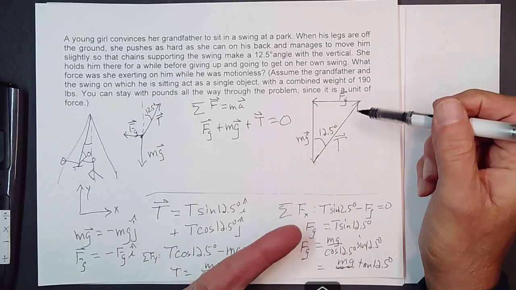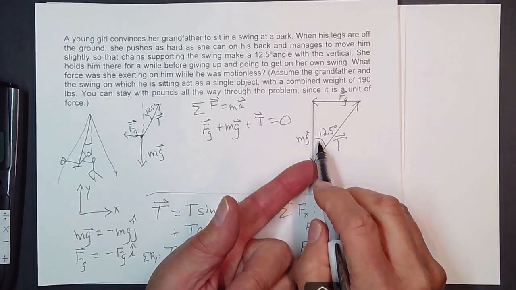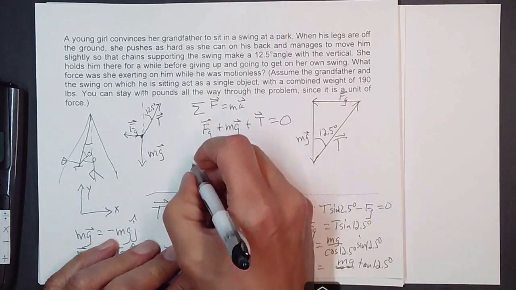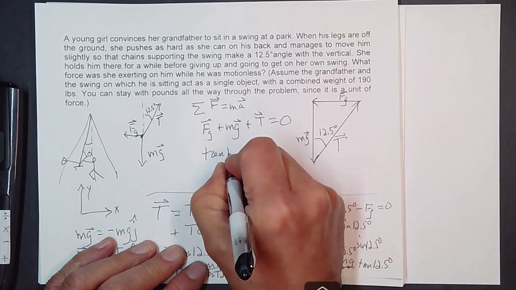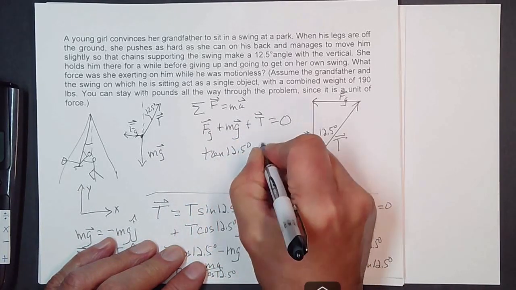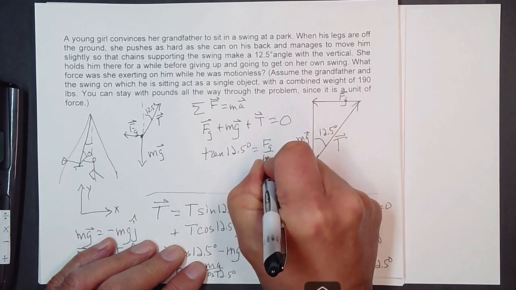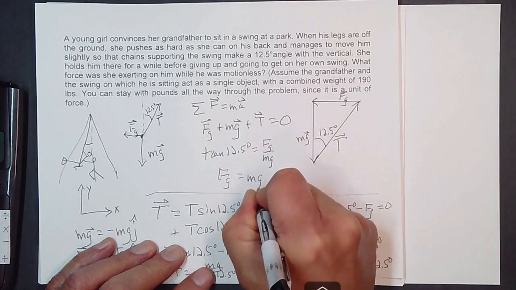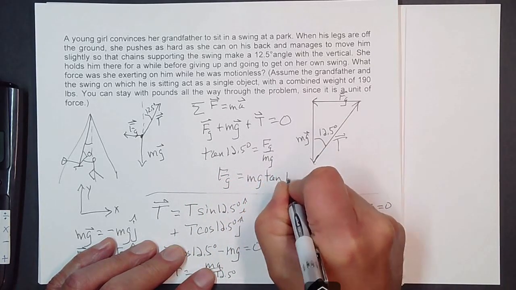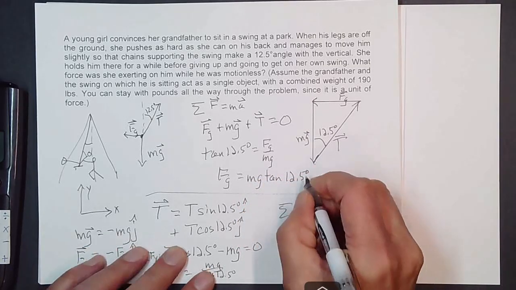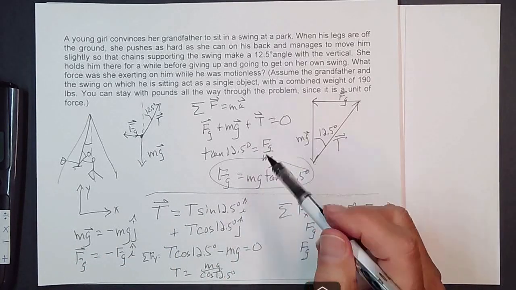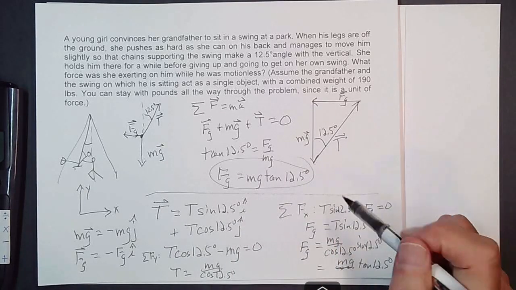Okay. Well, let's see. The tangent of 12.5 is equal to F sub g over mg. So the force that the girl exerts is mg times the tangent of 12.5 degrees. And we get the same thing that we did down here, but for a lot less work. When you have a 3-vector problem, they're very nice to solve that way.